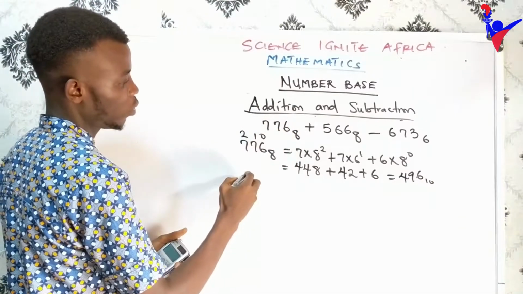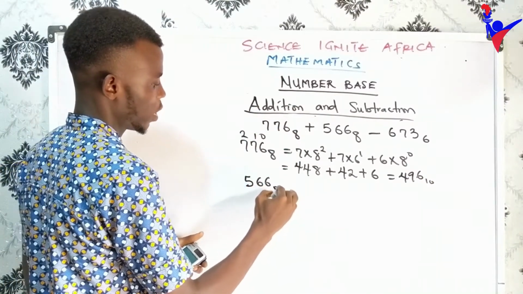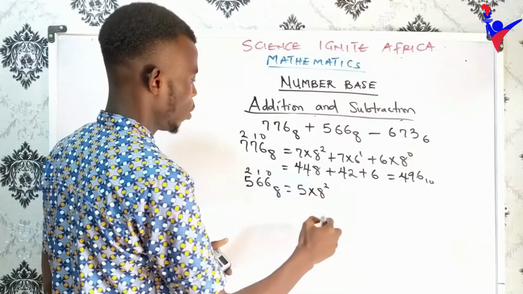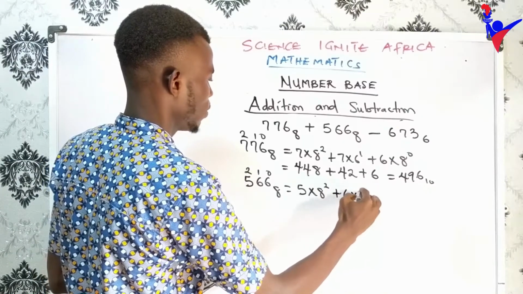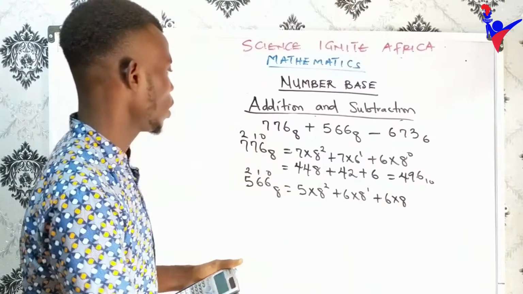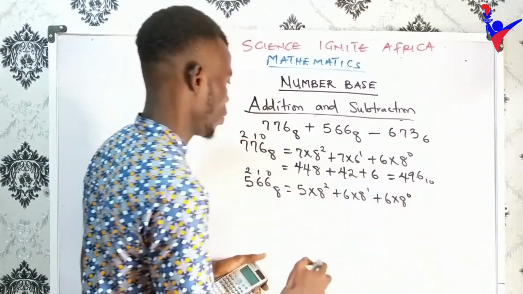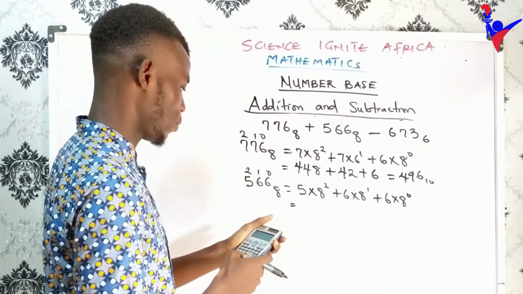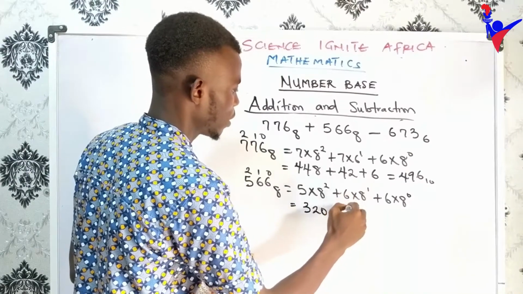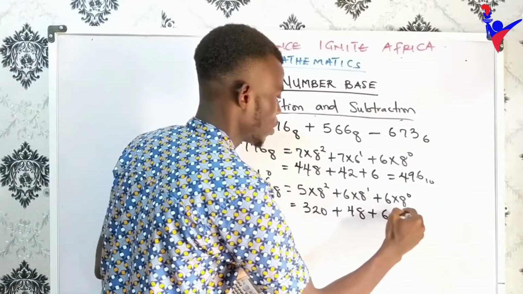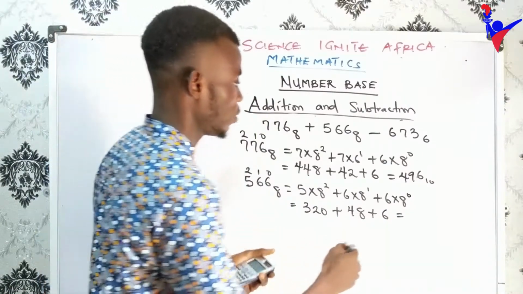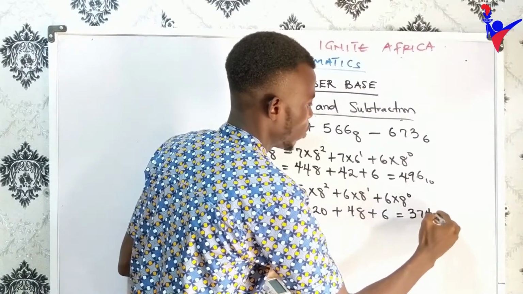Okay, next one, that will be 566 base 8. Then we have 5 times 8 raised to power of 2, plus 6 times 8 raised to power of 1, plus 6 times 8 raised to power of 0. 8 raised to power 2 is 64. 64 multiplied by 5 gives 320. 6 times 8 is 48, plus 6. Then this gives us 320 plus 48 plus 6, which is 374 base 10.